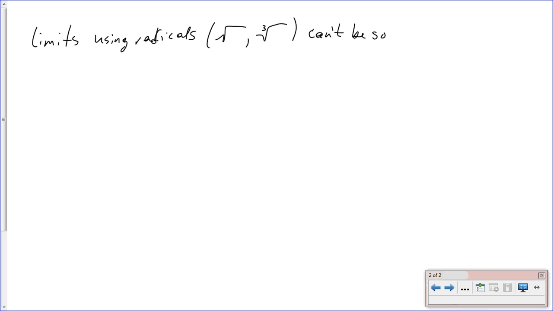be solved with factoring. You must use rationalizing.